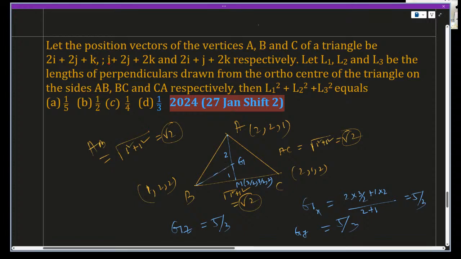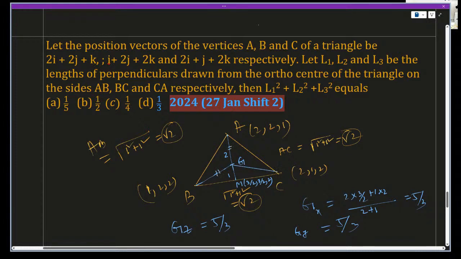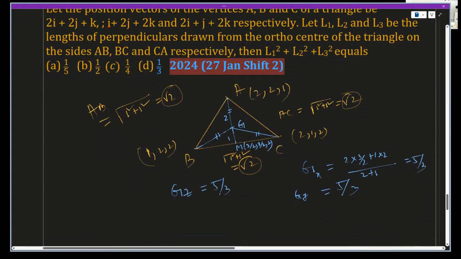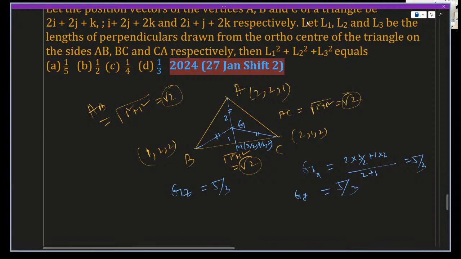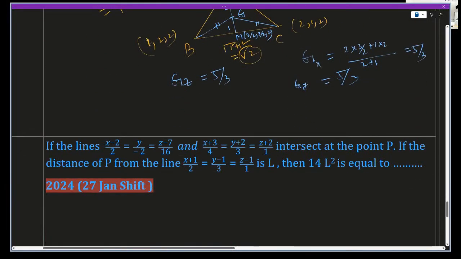Now find AG, by the distance formula or modulus of vector, BG, CG, and those are the lengths L1, L2, L3. Sum of the squares. You can find one very easily, so they will also be equal. They are all equal. Once you find one, then done. 3 into L1 square. Okay? So that we'll try. Do the next one.